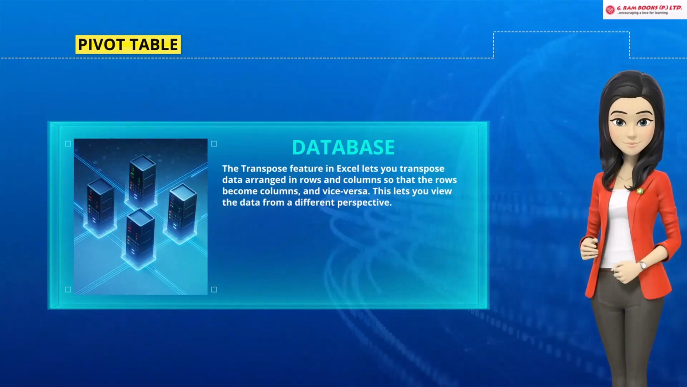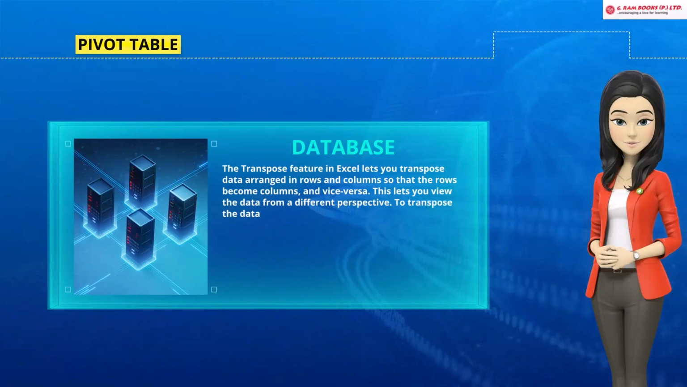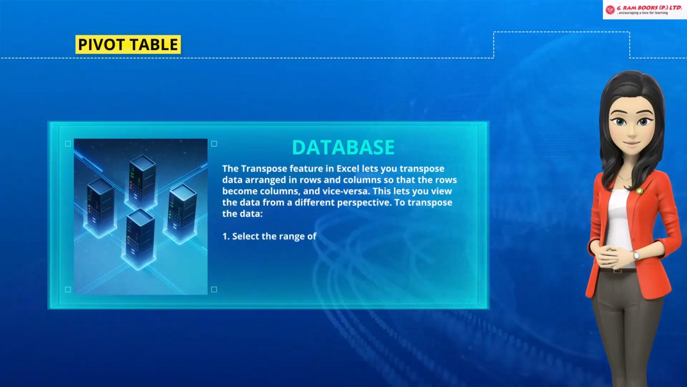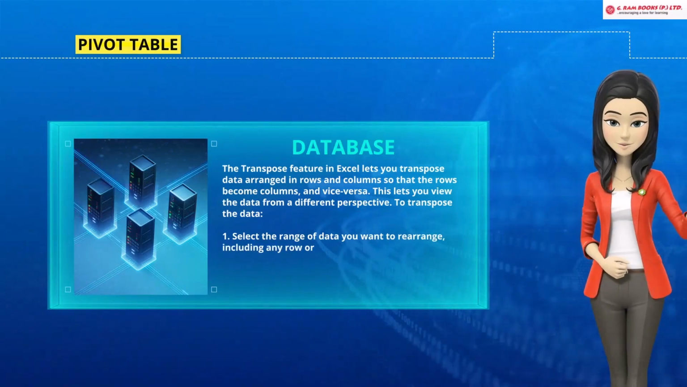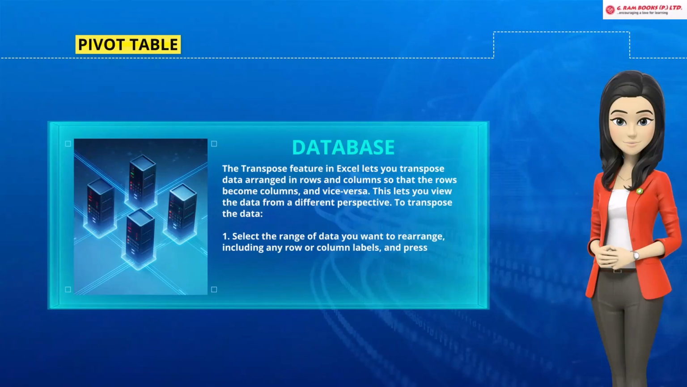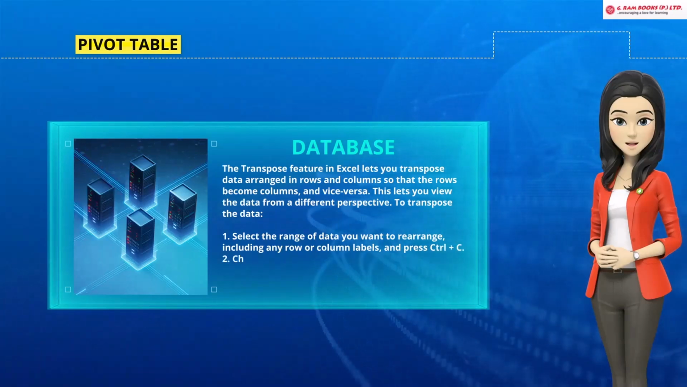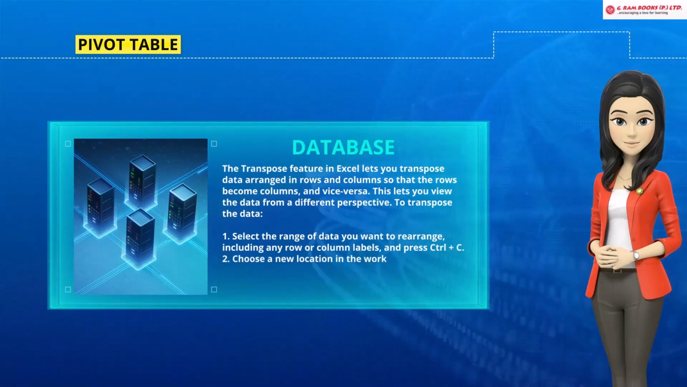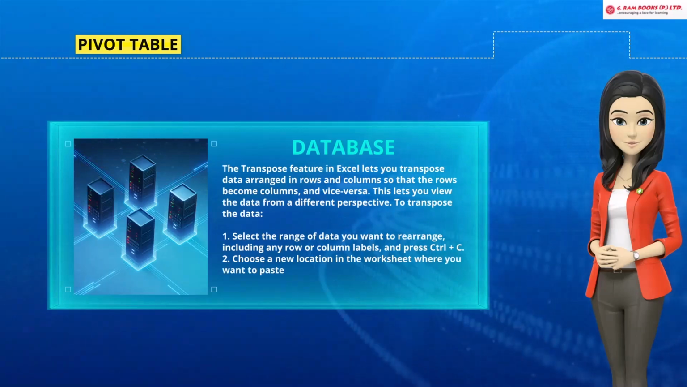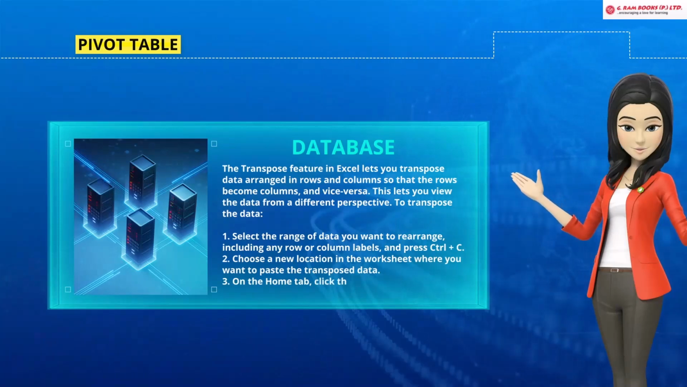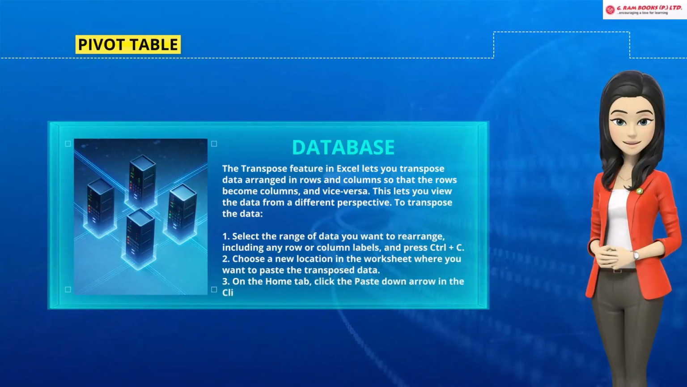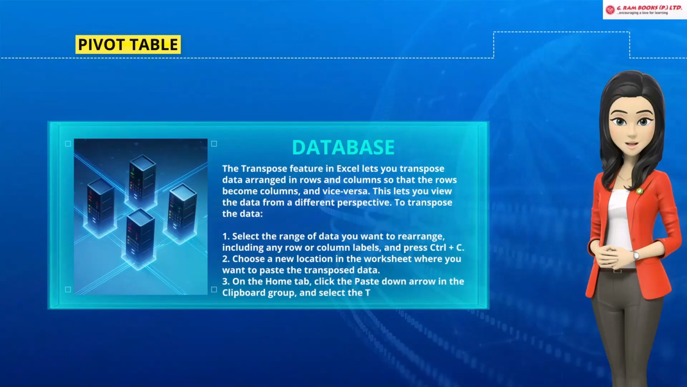To transpose the data, 1. Select the range of data you want to rearrange, including any row or column labels, and press Ctrl+C. 2. Choose a new location in the worksheet where you want to paste the transposed data. 3. On the Home tab, click the Paste Down arrow in the Clipboard group and select the Transpose option.